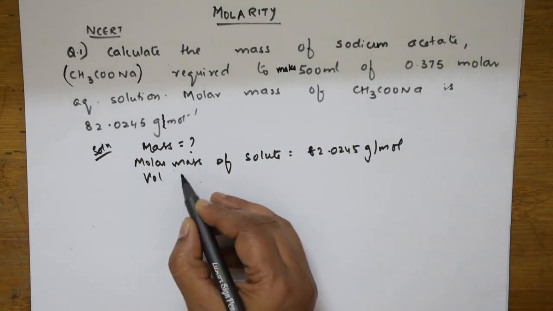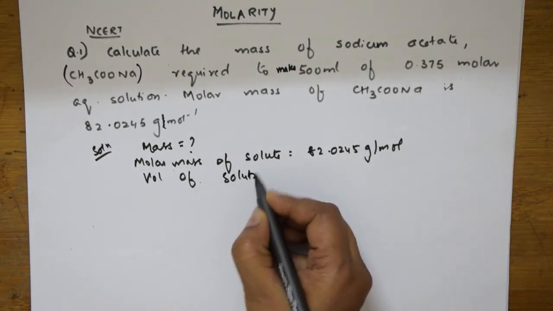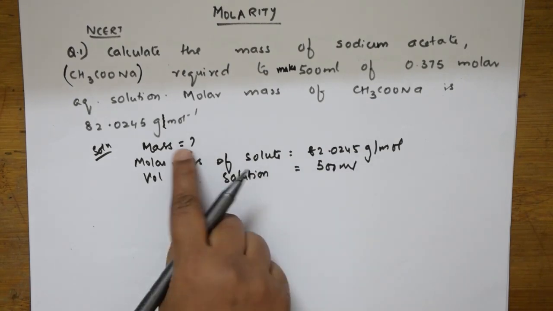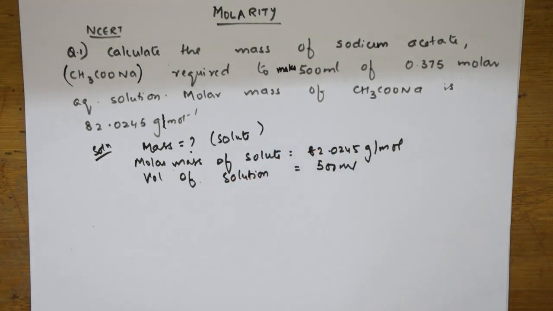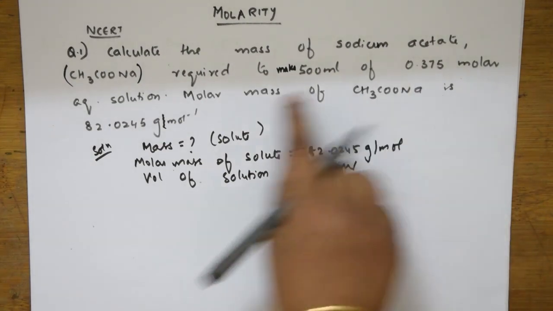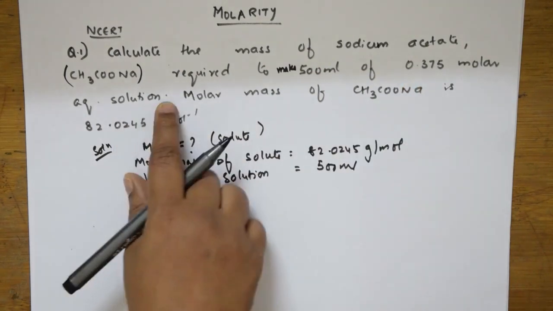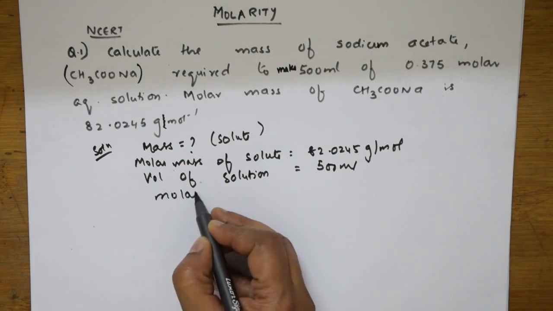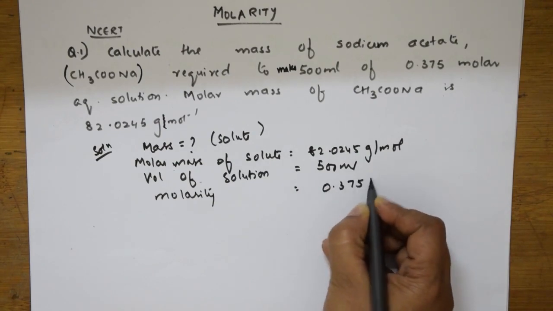What else is given? Volume is given to you. Volume of what? Volume of solution is given to you. Volume of solution is equal to 500 ml. Done. Fine. So I should find mass of solute, isn't it? This is nothing but mass of solute. So let us come back and write the formula. Fine. So anything else is given? They've also given molarity. See here, 0.375 molar aqueous solution. Molar aqueous solution is nothing but molarity, that is 0.375 molar, capital M.